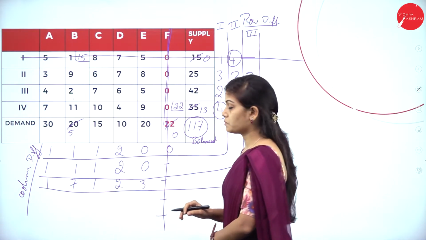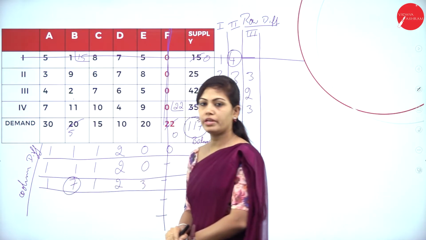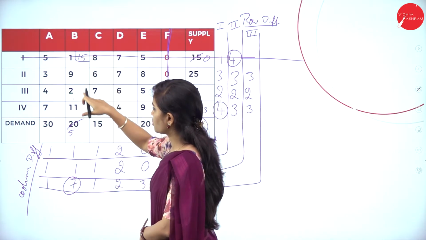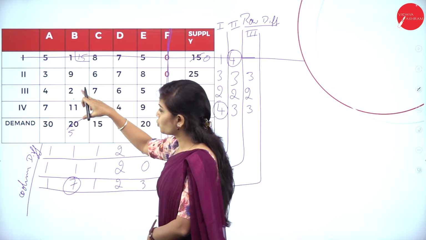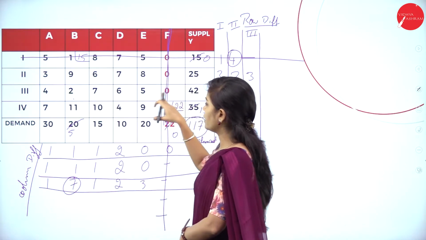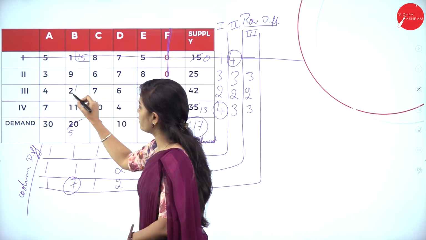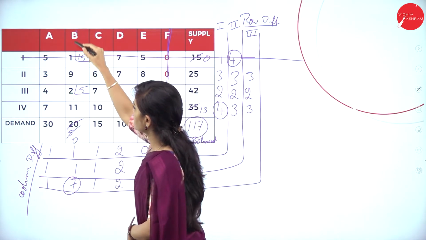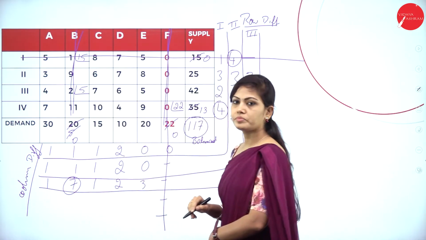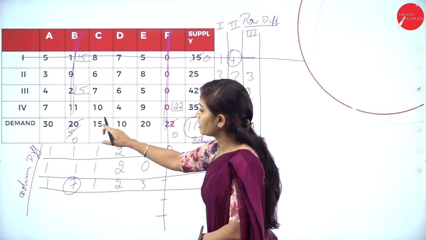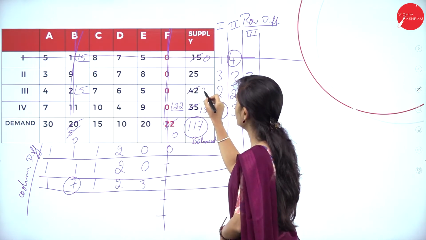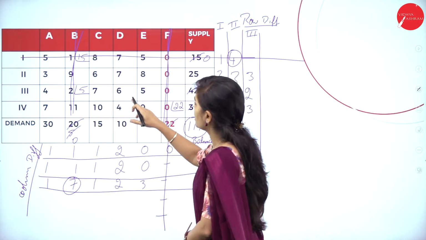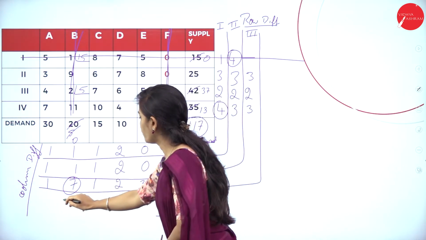Now consider the highest penalty cost. It is 7, right? So 7 comes under column B. So next I will consider this column. In this column, 2 is the least value. You just check the supply value and demand value. The demand value is lesser than the supply value. I will allocate 5 to this cell. It will become 0 and I can cancel this entire column. What is the difference of 42 and 5? It is 37. And in the next step, no need to find it again.